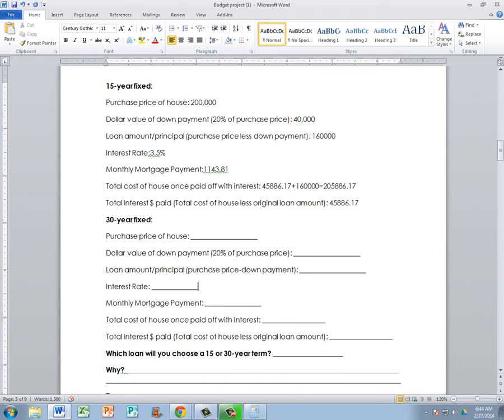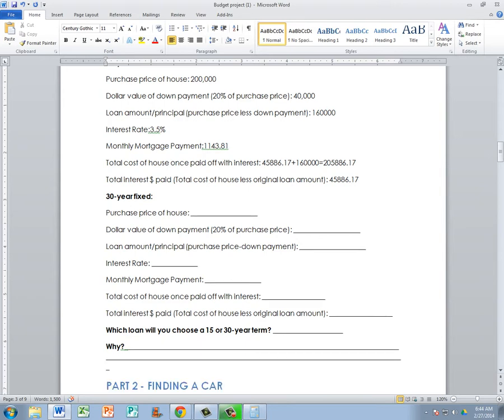You'll also find that the monthly mortgage payment right here is going to be lower. Monthly speaking, you're going to pay less per month because you have 30 years to pay this off instead of 15 years. So you have a lot more time to get it done. So your monthly payment will be smaller. However, your total cost of your house, once it's paid off with interest, will be higher.